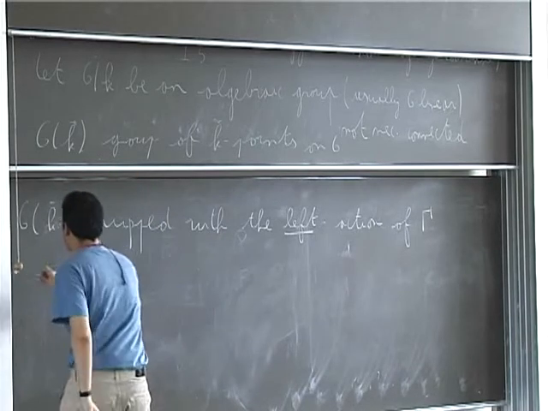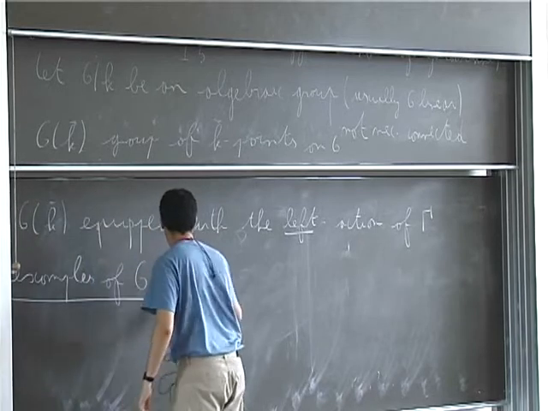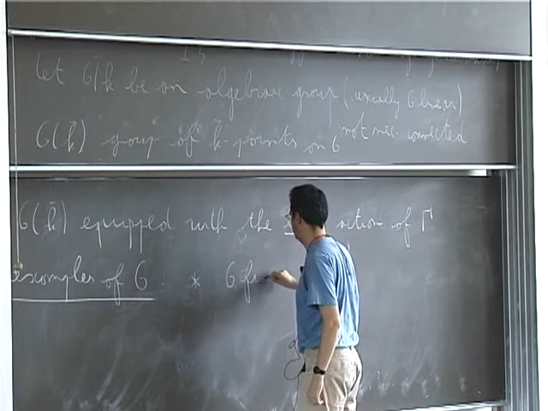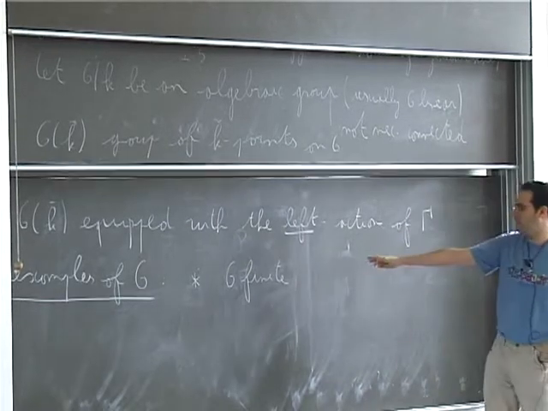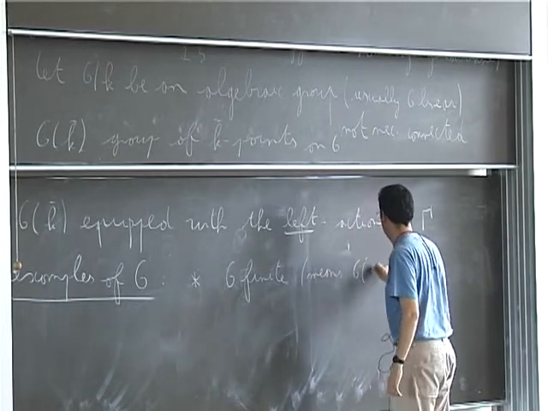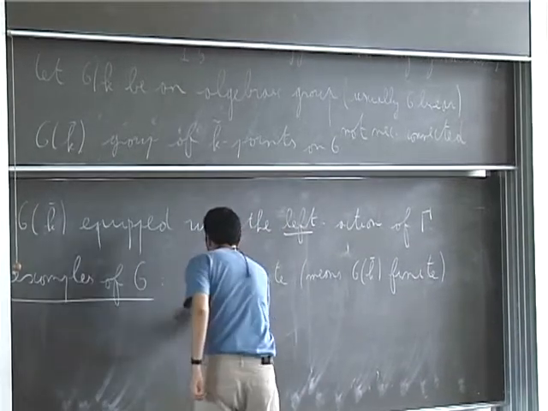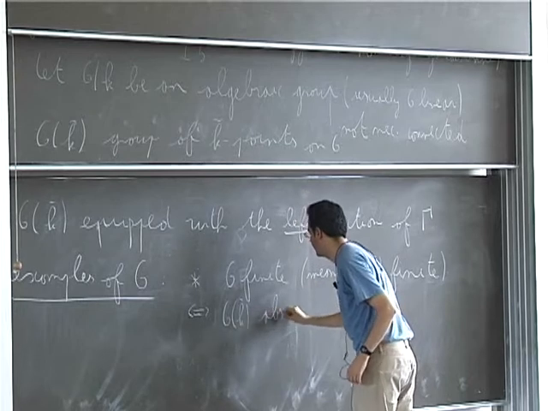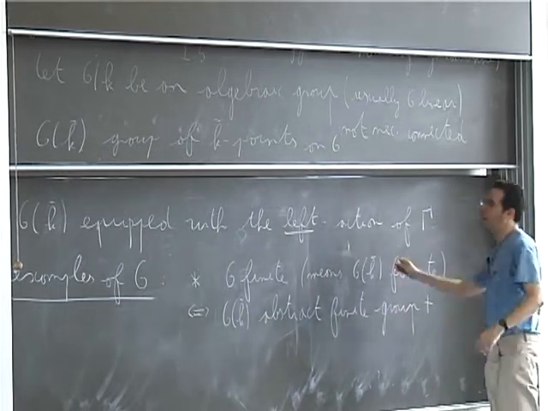Maybe I can give some examples of groups. So the first case is an important one. It's the case of a finite group. So this means that G is finite, if you prefer, as a scheme over Spec K. So this does not mean that G of K is finite. This is not sufficient. This means that G of K bar is finite. And giving such a group is equivalent to giving G of K bar as an abstract finite group plus an action of the Galois group gamma.